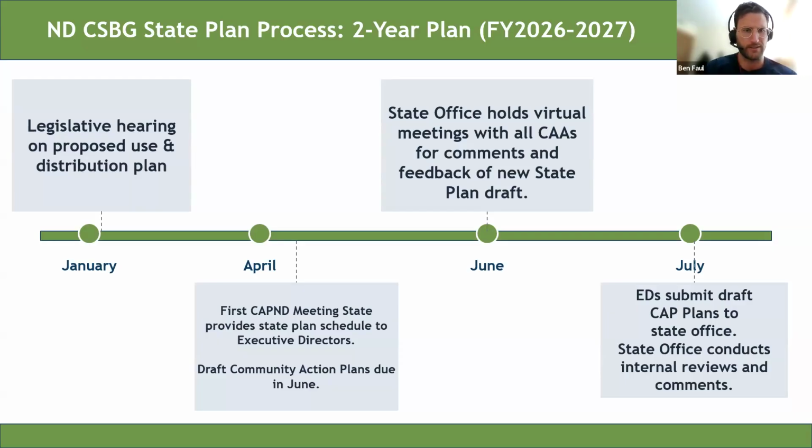Don't keep me quoted on what I do in April and June, but it fluctuates, as we all know, things change. But we have CAP-ND meetings, and it's at this CAP-ND meeting that I present to the executive directors our plan for the year and for the state plan to be successful. I inform them that I do want their draft community action plans by June, and during the next few months, I hold these open office hours.